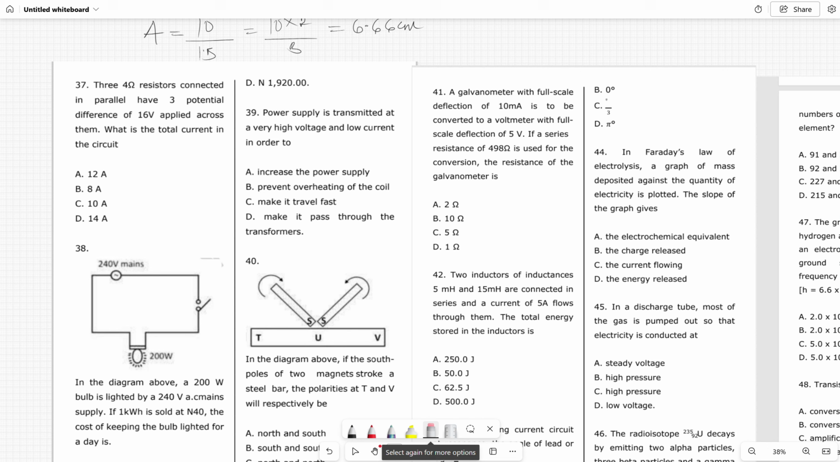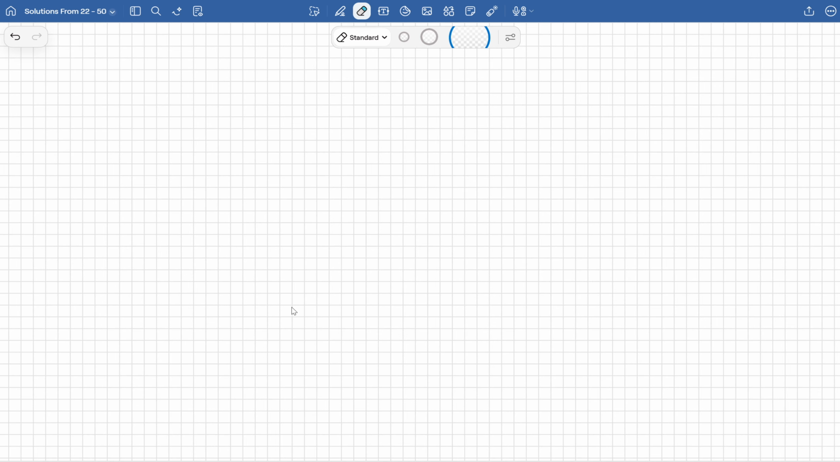Next one we look at now will be question 37, which we have here. Three 4-ohm resistors connected in parallel have a potential difference of 16 volts applied across them. What is the total current in the circuit? So a very quick solution there.